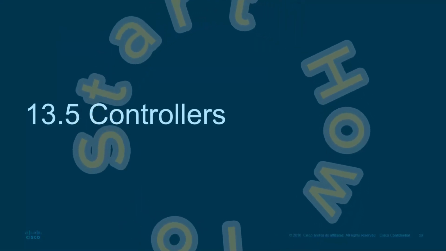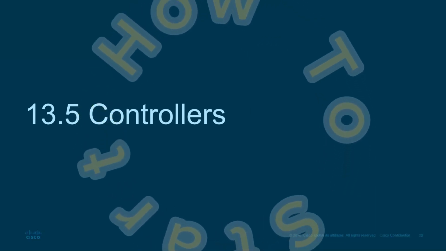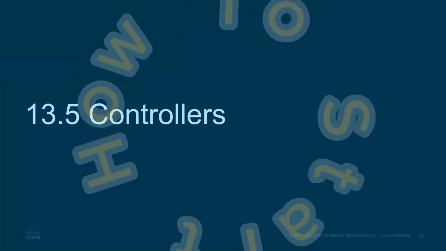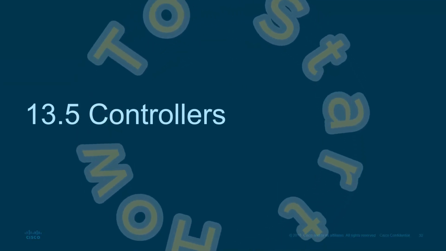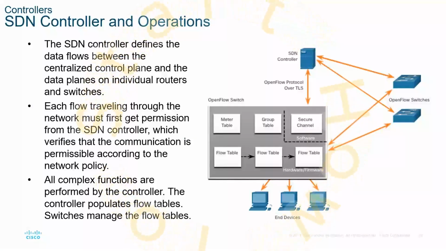So most of what we've been discussing is all about controllers. However, we're not quite done. There's still a lot left in controllers to go over. So within our controllers, the big one is going to be our SDN controllers, and we have to talk about their operations. So the SDN controller will define the data flow between the centralized control plane as well as all of the paired or matching data planes.